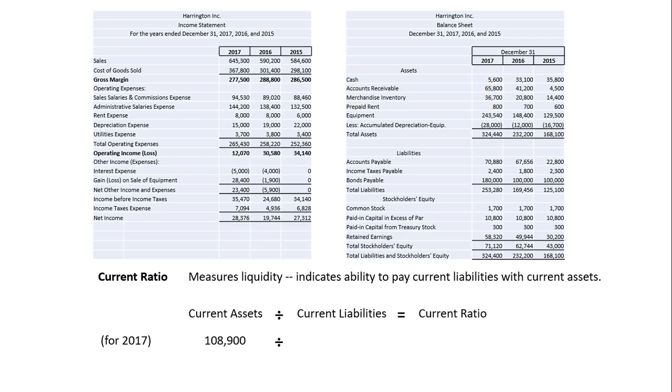Now we'll go through Harrington's liabilities. The first is accounts payable. Most suppliers will require payment in 30 days or so, so this is a current liability. Income taxes payable will have to be paid well within a year, so this is also a current liability. Bonds payable are usually used for long-term financing, so we assume this is not a current liability. When you add up the 2017 balances for the current liabilities, you should get a total of $73,280.